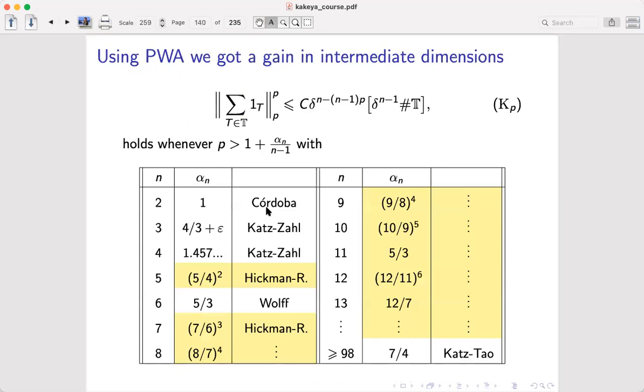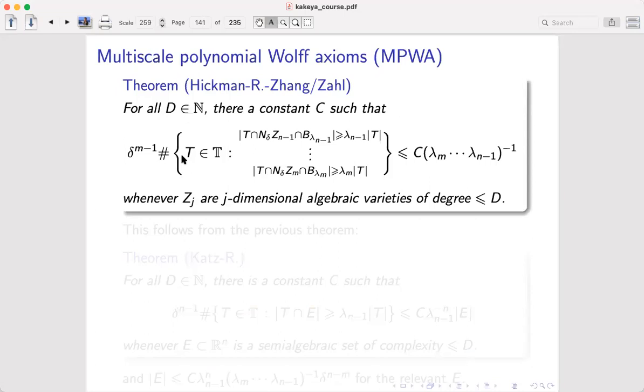So in order to improve on this bound, we proved this somehow improved version of the polynomial Wolff axioms. Well, now for the specific cases that we're interested in. And so before, this theorem told us that we could bound that this would be the same, and then here we would have lambda to the minus n minus one. But as I was saying to you, the lambdas are larger. This lambda n minus one is larger than this lambda m. And so this is an improvement.